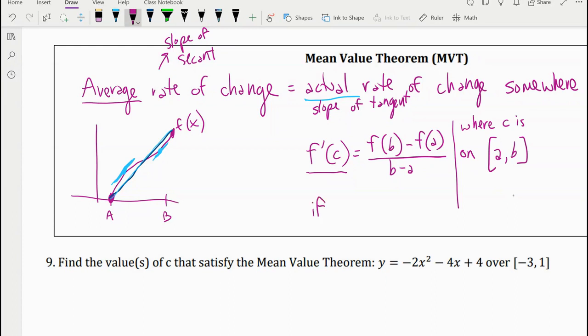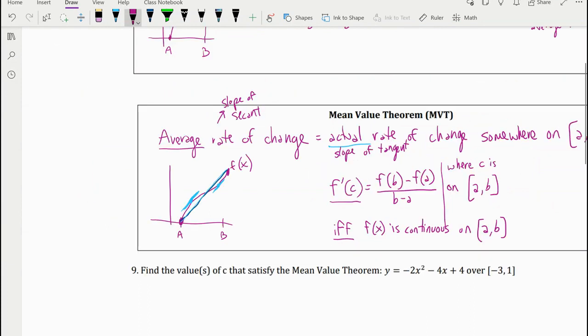If and only if, IFF, if and only if f of x is continuous on AB. So if f of x is continuous on that interval, then the average slope between two points, the slope of the secant, is equal to the actual slope, the instantaneous rate of change, the slope of the tangent, somewhere over that interval.